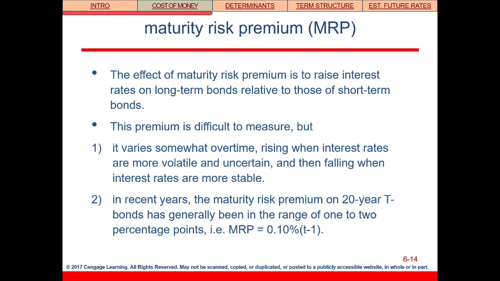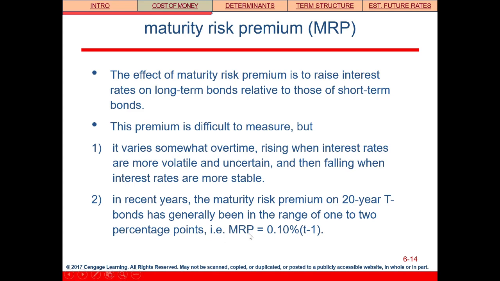And in recent years, the maturity risk premium on 20-year Treasury bonds has generally been in the range of 1 or 2 percentage points. So it follows this equation. But this is based on experience. It's not based on theory. That maturity risk premium is about 0.1% of the number of years of the maturity. This is based on experience, and it can be different for different types of security.